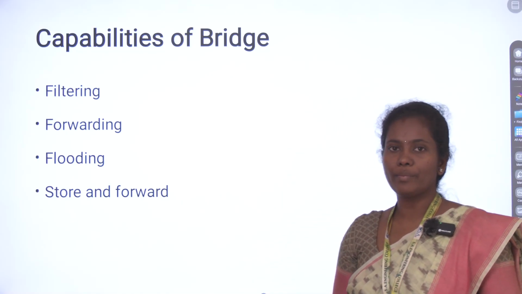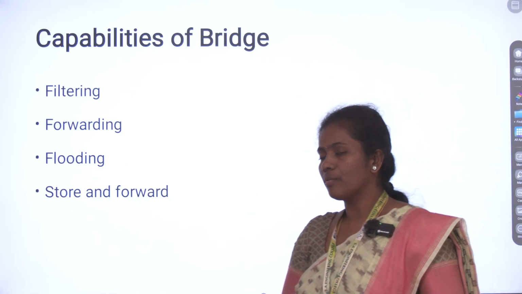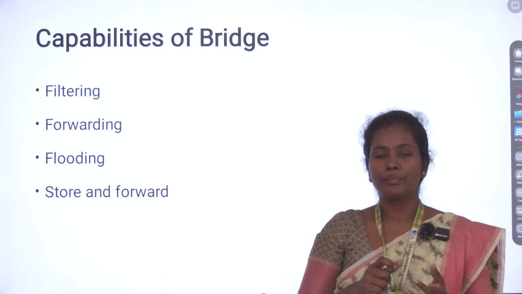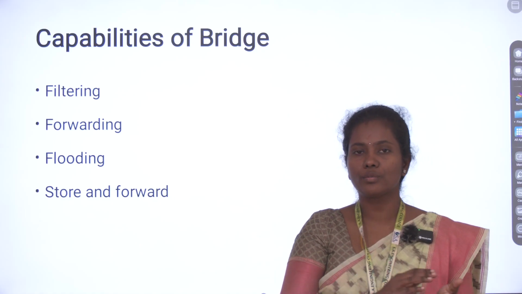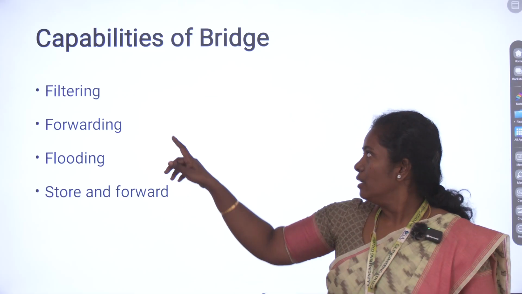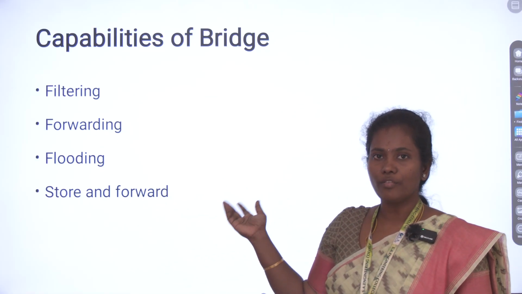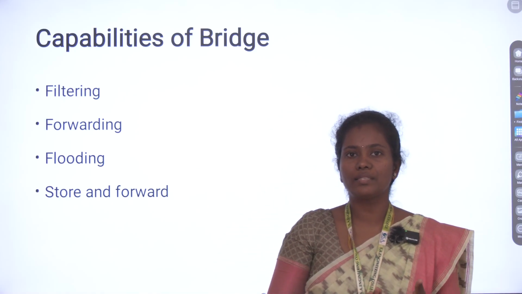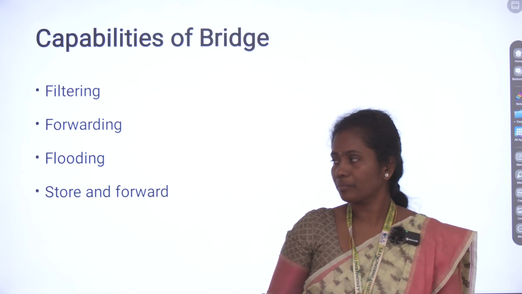We have four capabilities: filtering, forwarding, flooding, and store and forward. Filtering: instead of forwarding the packet, the bridge will first observe whether the source MAC address and the destination MAC address belong to the same LAN. Then it will just filter and send the message to the destination instead of forwarding. Whereas in forwarding, it will check if the source MAC address and destination MAC address belong to different LANs. At that time, it will forward.